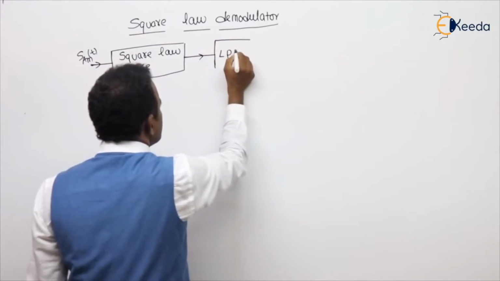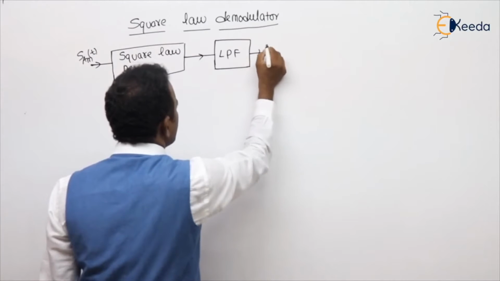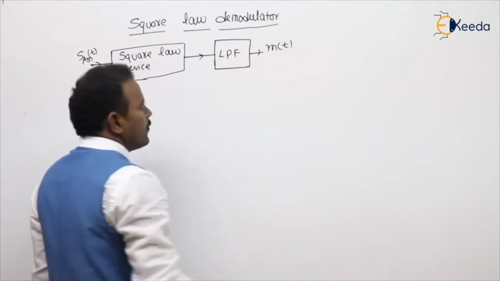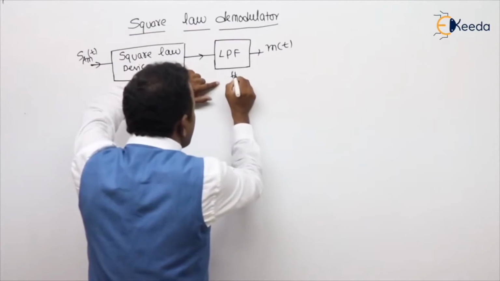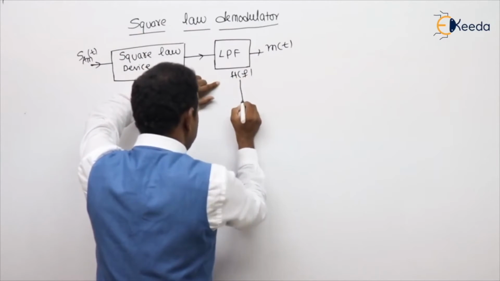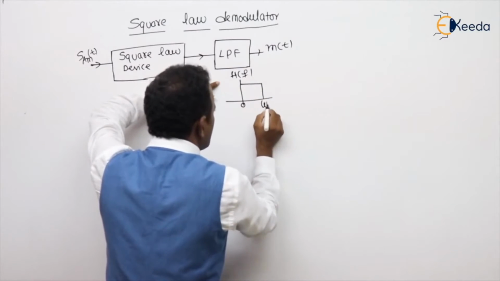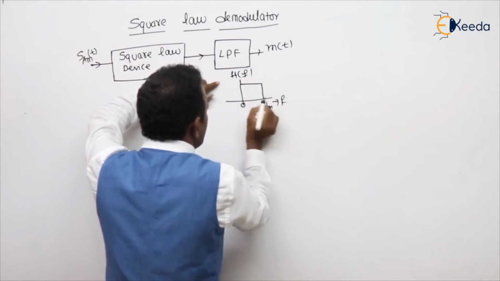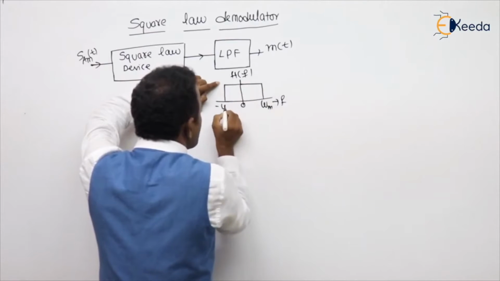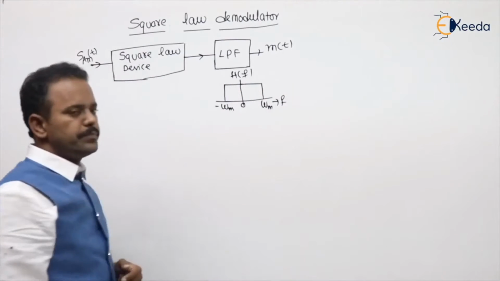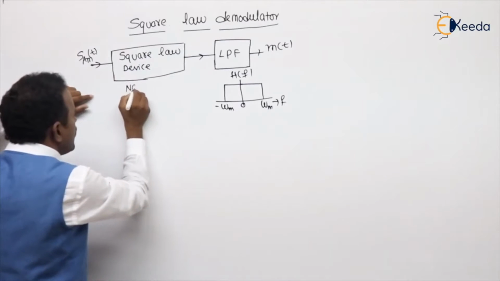Message is a low frequency one. So always on the demodulator side, the last block will be the low pass filter. From where to where are we designing this low pass filter, sir? This low pass filter is designed exactly to pass only our message, which is from 0 to omega_m. If you want, the same will be on the negative side, minus omega_m to plus omega_m. Square law device I already called a non-linear device.